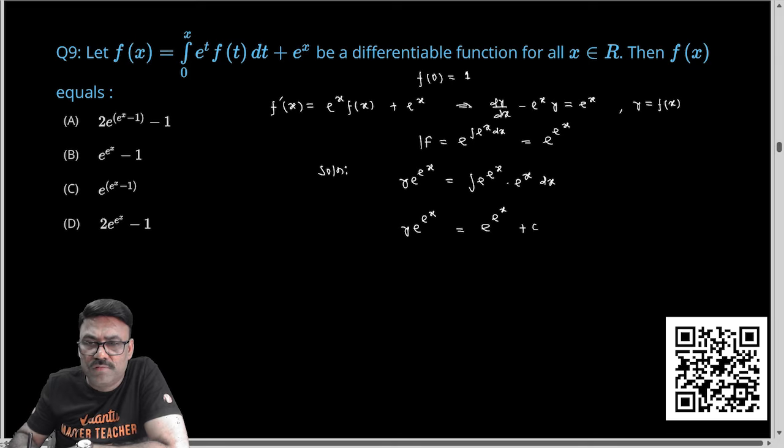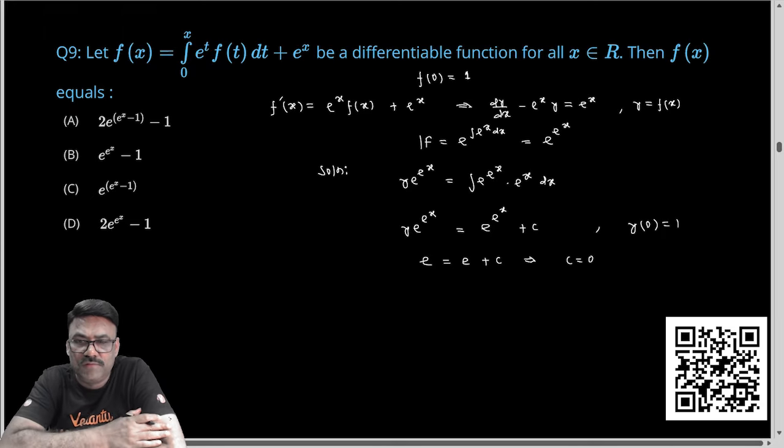Now how will you get c? f(0) is 1, which means y(0) is 1. If I put x equal to 0, y will be 1. So put x equal to 0 here and y as 1 here. So it is e raised to e raised to 0, which is e, and y is 1, so it is also e plus c. So c comes out to be 0.